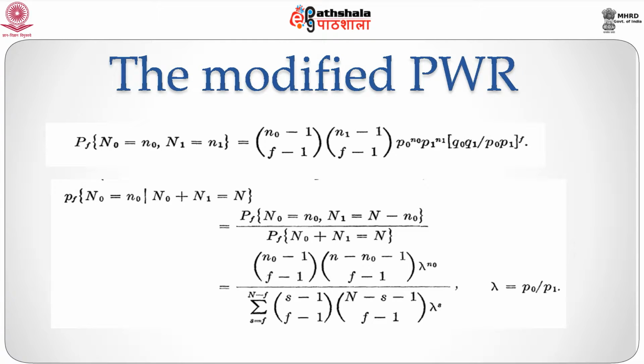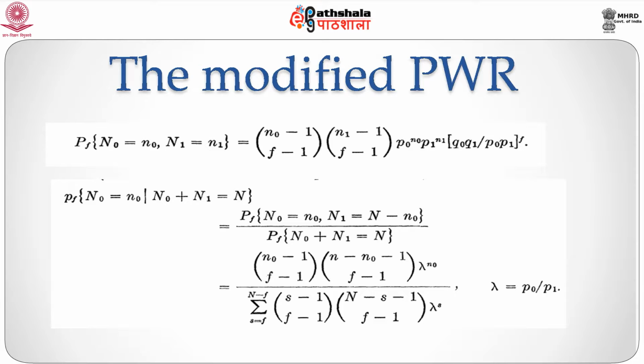Suppose F failures have been observed for each treatment, then the joint distribution of the number of patients on each treatment is easily derived to be the first expression given on this slide. Now, one way to test the hypothesis of equality of the two treatments is to use this distribution under the condition that P0 is equal to P1 is equal to P. However, we will continue to have the nuisance parameter P.